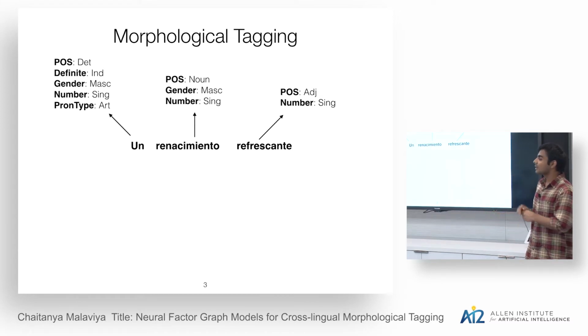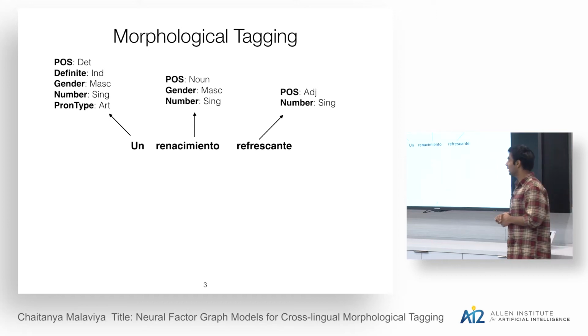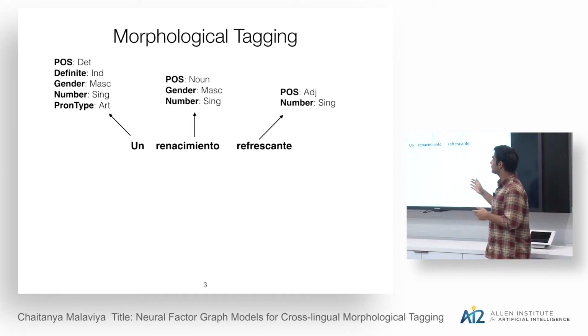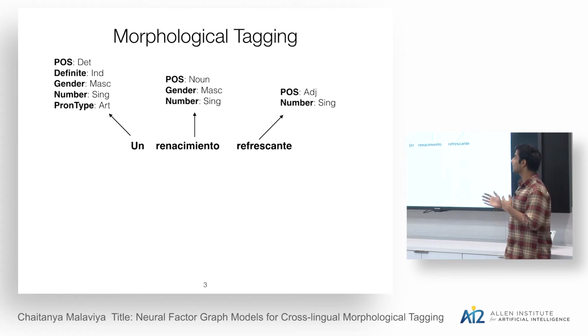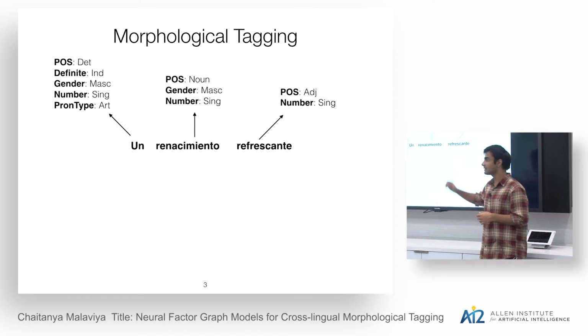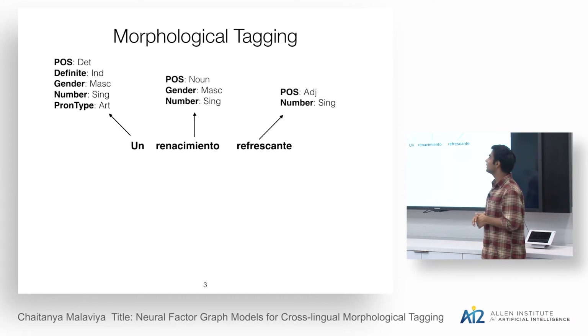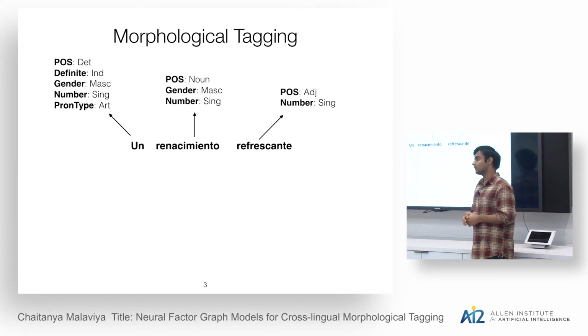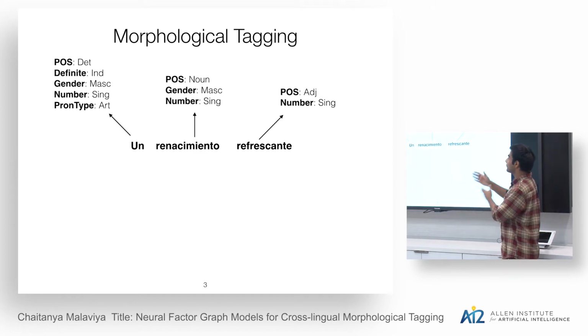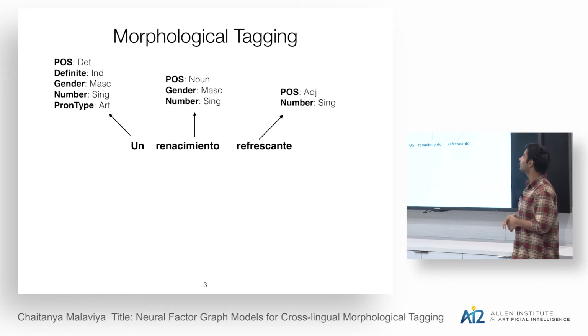In the task of morphological tagging, we are given a sequence of tokens in a target language, and for each token, we label it with morphological properties. For example, for the first word, the part of speech is a determiner, it's indefinite, the gender is masculine, it's singular, and the pronoun type is article. And we do this for every single token. So it's essentially a task of multi-output, multi-label classification.